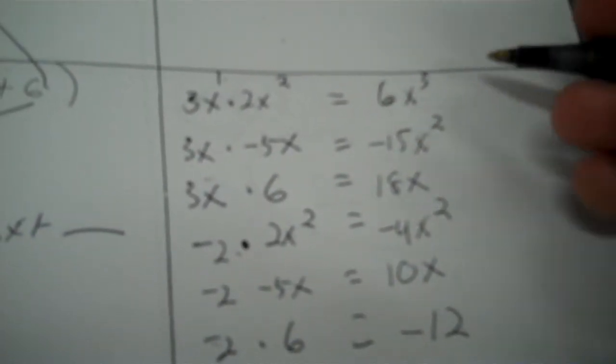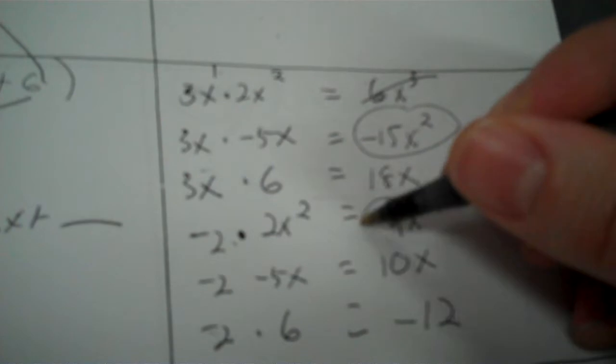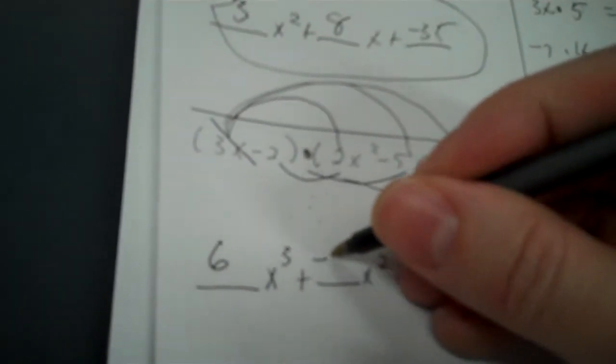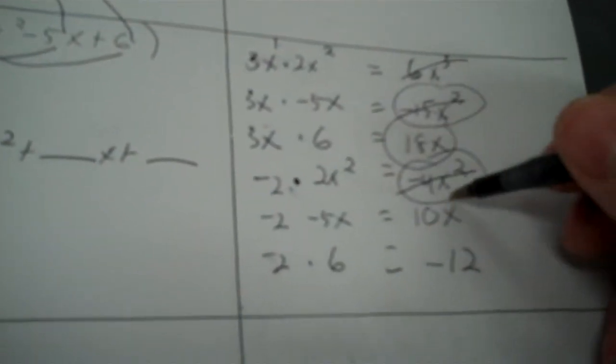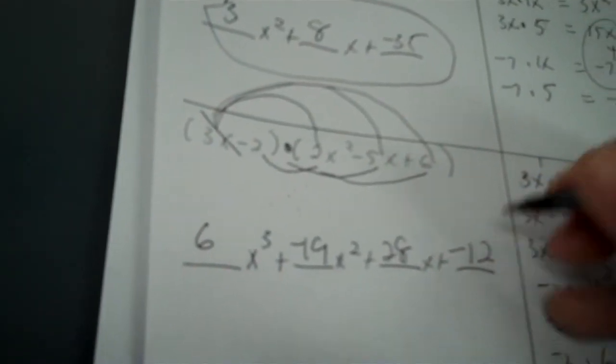So x third we have 6. X second we have -15, -4. Okay. Adding those gives me -19. Then the x's we have 18 plus 10. That would give me 28 of those terms. And then -12. Done. Okay.